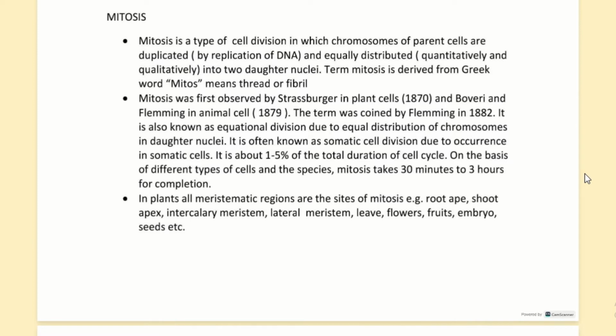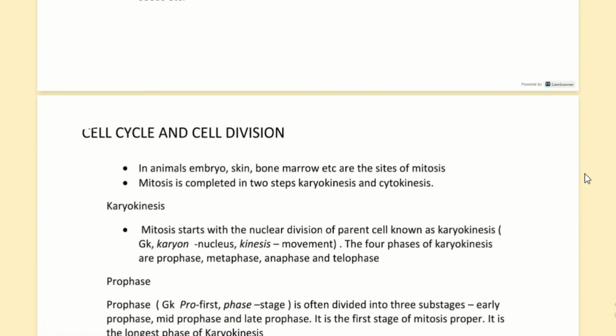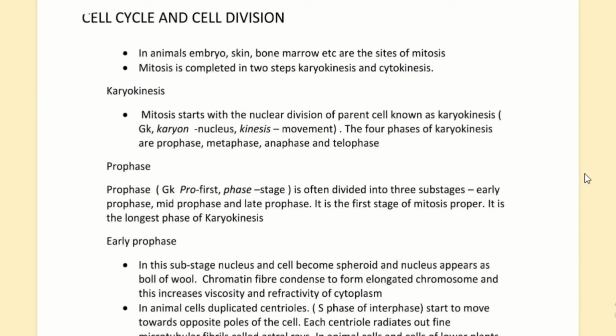of cell cycle. On the basis of different types of cells and species, mitosis takes about 30 minutes to 3 hours for completion. In plants, all meristematic regions are the site of mitosis, for example, root apex, shoot apex, lateral meristem, leaf, flower, fruits, embryo, etc. In animals, embryo, skin, bone marrow are the sites of mitosis. Mitosis is completed in two steps. One is karyokinesis, in which the nucleus divides, and then we have cytokinesis, in which the cytoplasm divides.